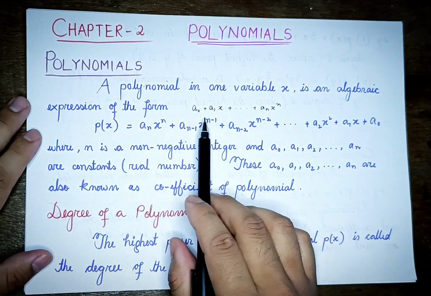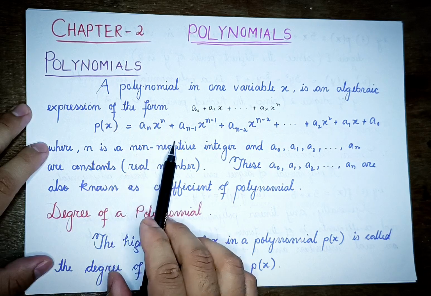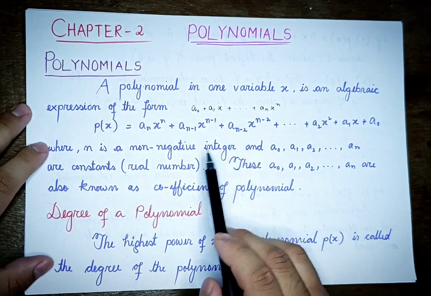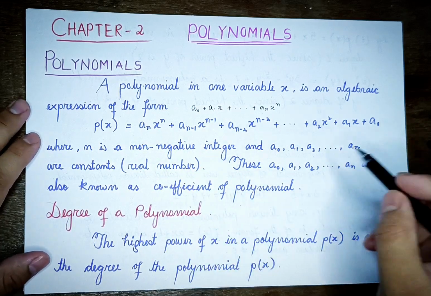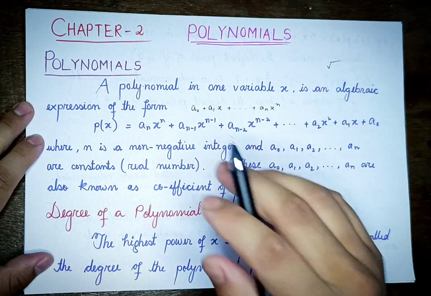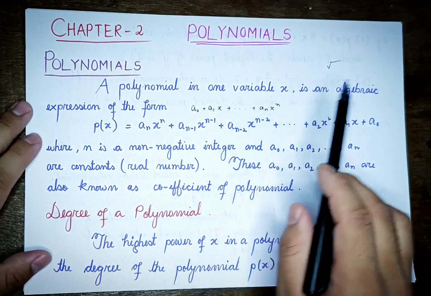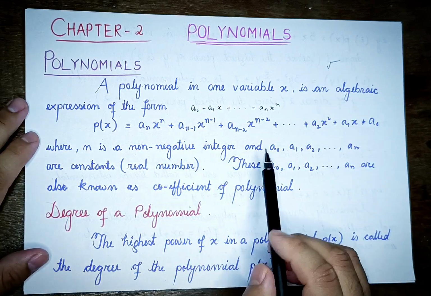This polynomial can also be written like this, where this n is a non-negative integer. This power must never be negative, or in the form of a square root or fraction. This must not be a fraction or root or negative.